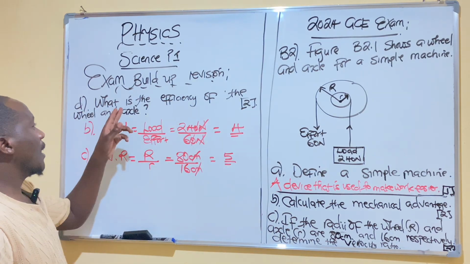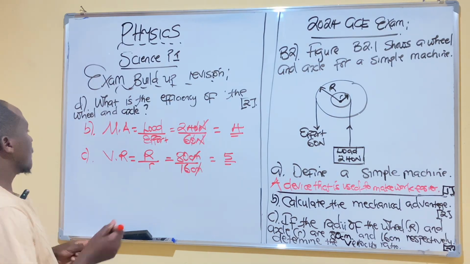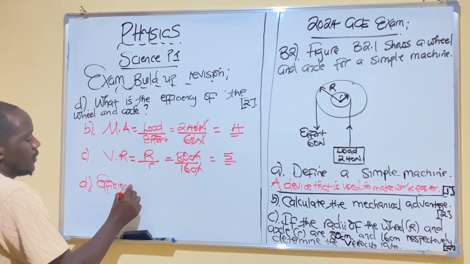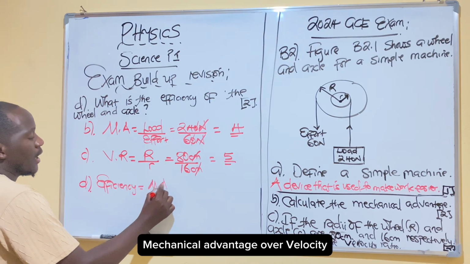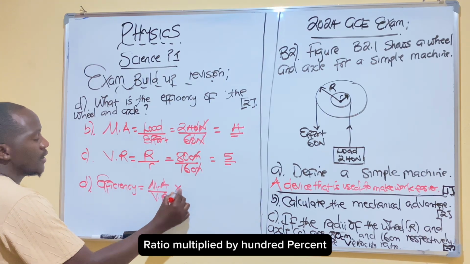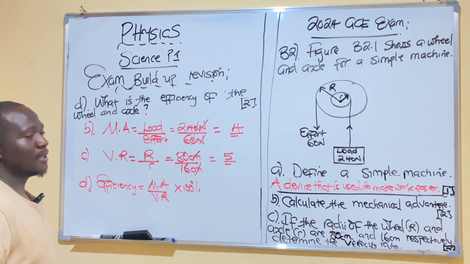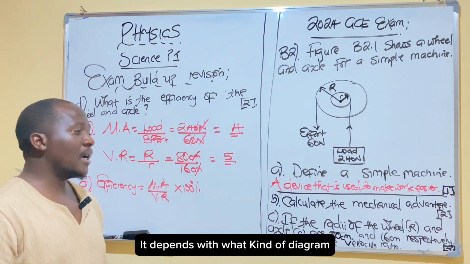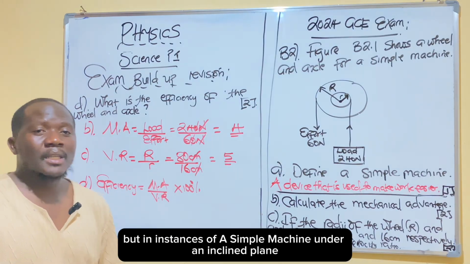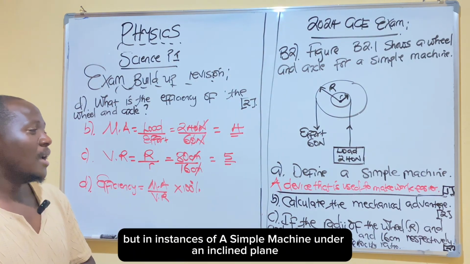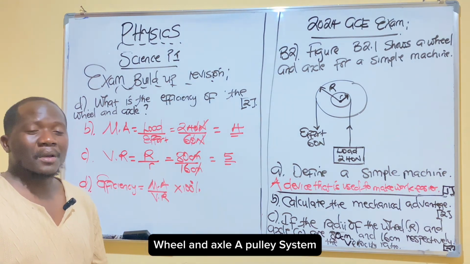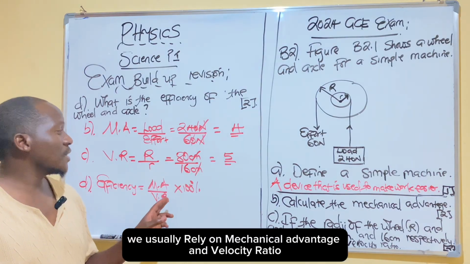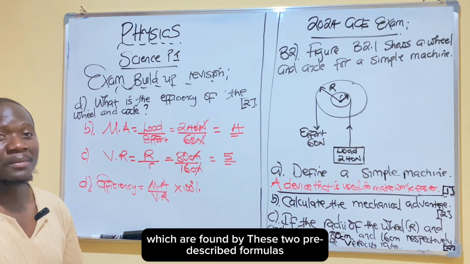Then the last one, what is the efficiency of the wheel and axle? So on D, we're going to say efficiency. So for the efficiency, we're going to say mechanical advantage over velocity ratio multiplied by 100%. It's not always that this formula is going to be this way. It depends on what kind of diagram and concept you're talking about. But in instances of a simple machine under an inclined plane, wheel and axle, a pulley system, we usually rely on mechanical advantage and velocity ratio, which are found by these two prescribed formulas.